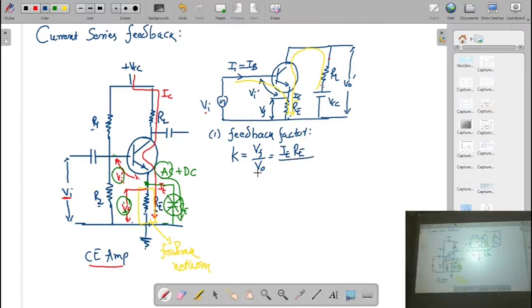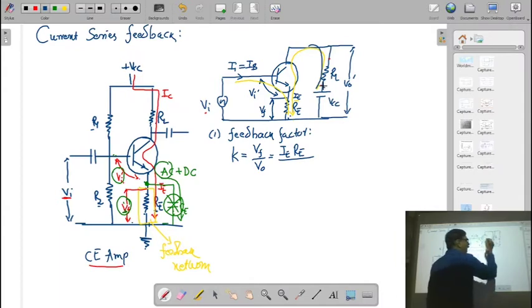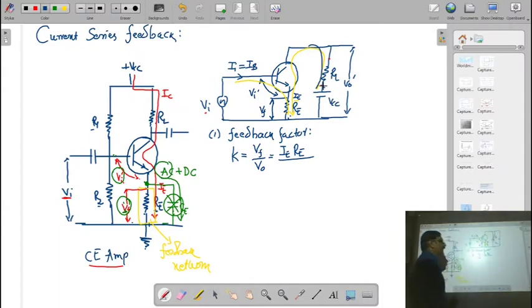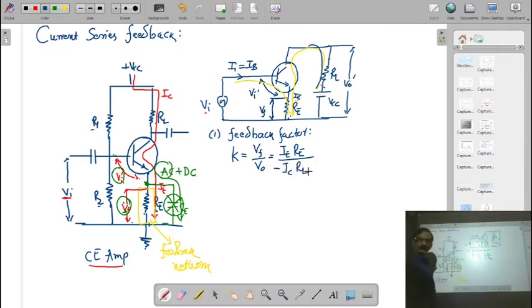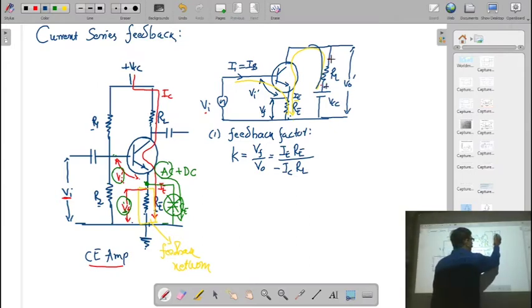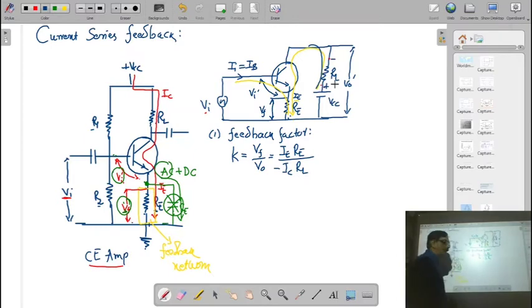What is the output voltage? Output voltage means this current is passing through this RL, and the drop across this RL is the output voltage. So this drop across RL is minus IC into RL. Here, why is it minus? Because this is the positive and negative. So if you apply Kirchhoff's law, this voltage drop is minus IC into RL.